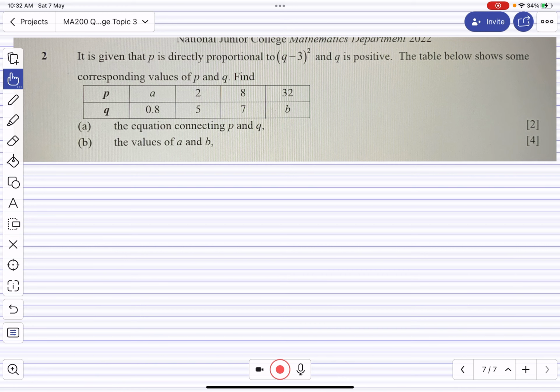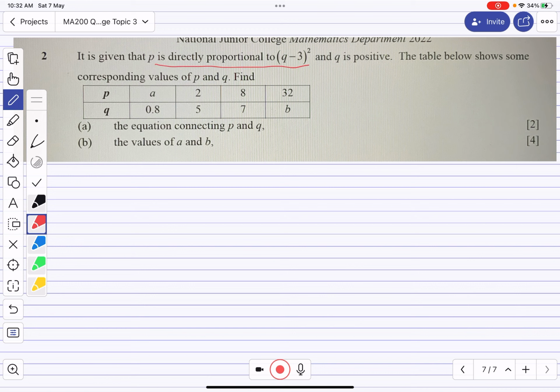For this question, it's given that P is directly proportional to (Q minus 3) squared, and Q is positive. The table below shows some corresponding values of P and Q. Given this table, I want to find the equation connecting P and Q, and the values of A and B.